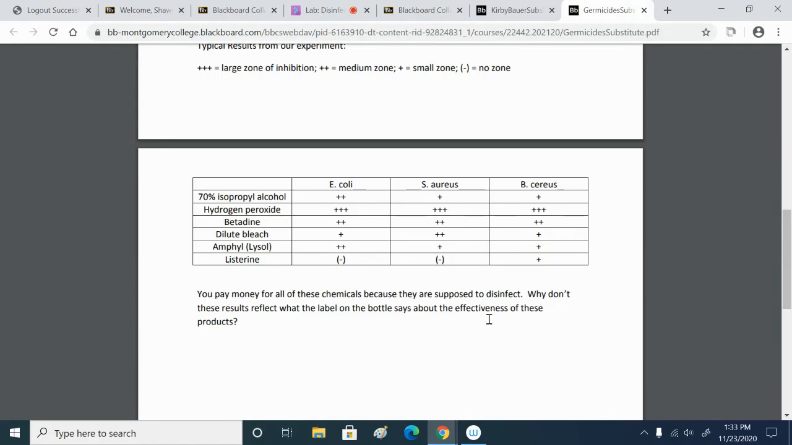So why is it that these results are not anywhere near as good as what we expect them to be? Any ideas? All these chemicals are supposed to kill microorganisms like these 3 bacteria, but the results on the plates do not support that. So any idea why not?